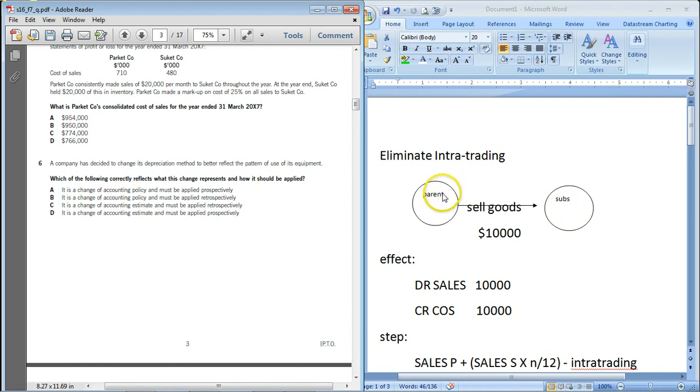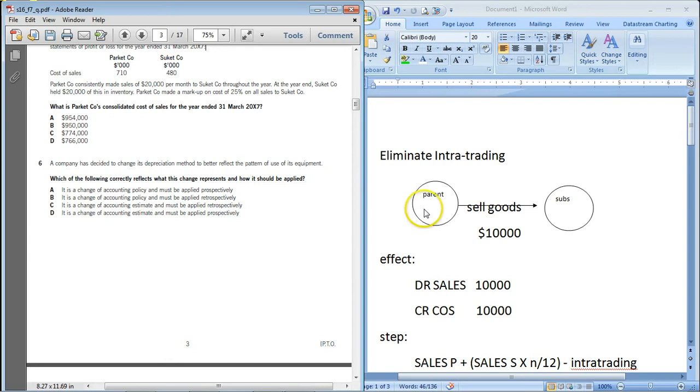Vice versa. When parents sell goods to subsidiaries, it involves intra-trading. You are doing a transaction within the group. That means parents sell goods to subsidiaries, or subsidiaries sell goods to parents. So this is considered an intra-trading transaction. Whatever sales occurred within the group, among parents and subsidiaries, you have to eliminate the value in your financial statement later.